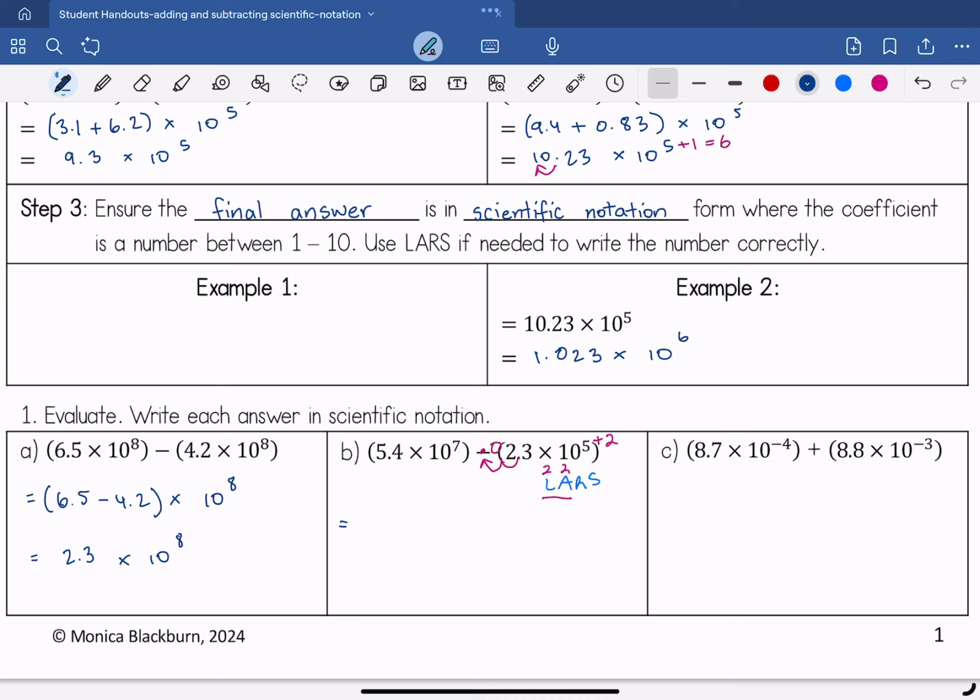I'm going to rewrite the question: 5.4 times 10 to the power of 7 minus 0.023 times 10 to the power of 7. Now I'll subtract the coefficients. 5.4 minus 0.023, times 10 to the power of 7, is equal to 5.377 times 10 to the power of 7.